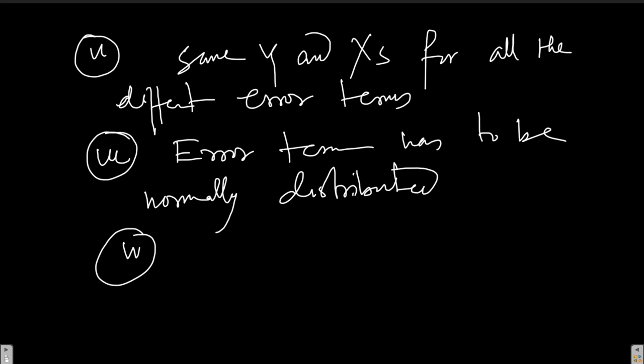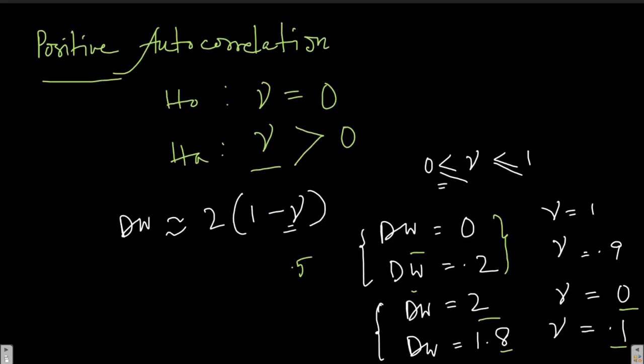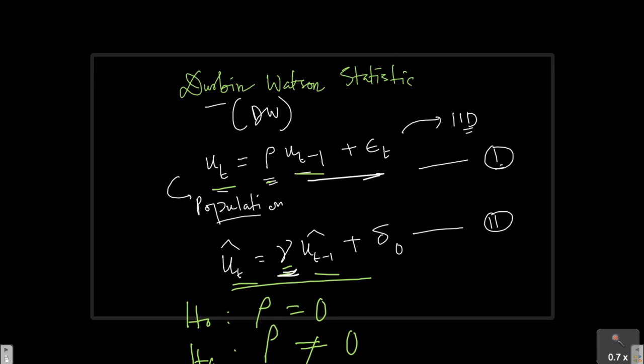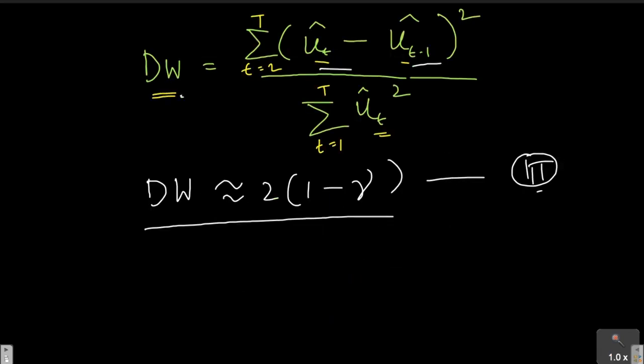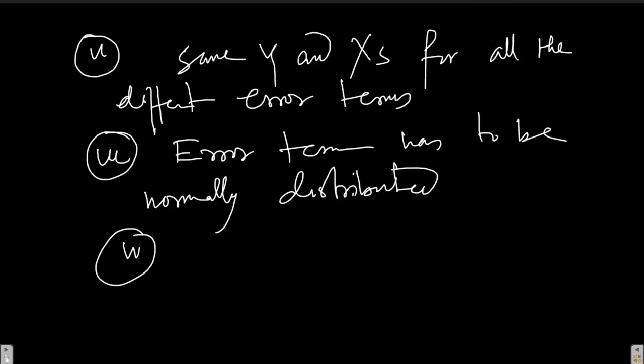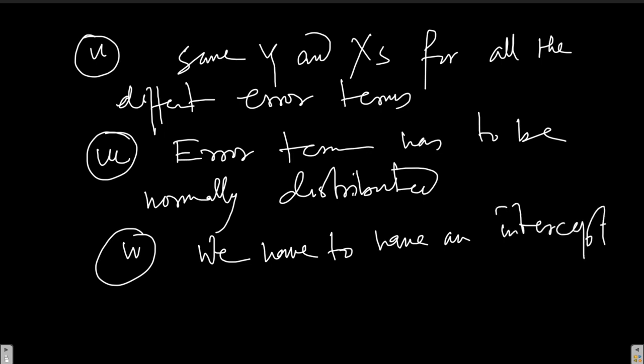You remember when we wrote down this equation, we had this intercept term. So there has to be an intercept term when you are estimating the DW statistic. And why is that? Because if we don't have an intercept term, the error term will basically assume whatever is left. So that is not what we want. We want the intercept term to be there.